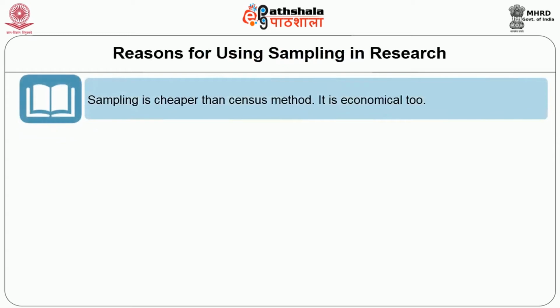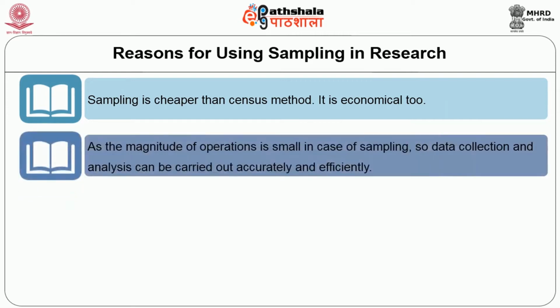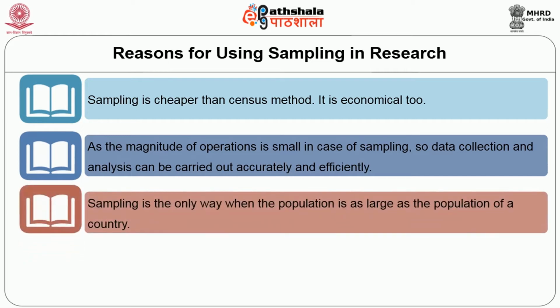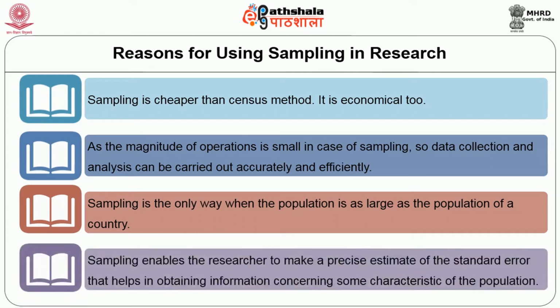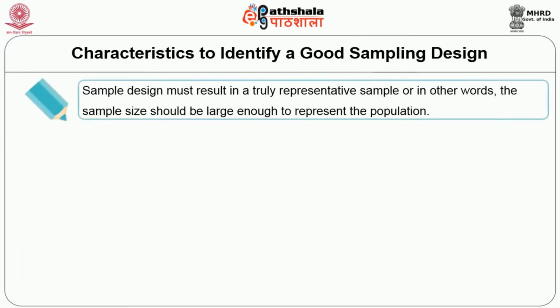What are the reasons for using sampling in research? Sampling is cheaper than the census method. It is economical too. As the magnitude of operation is small in the case of sampling, data collection and analysis can be carried out accurately and efficiently. Sampling is the only way when the population is as large as the population of a country. Sampling enables the researcher to make a precise estimate of the standard error that helps in obtaining information concerning some characteristic of the population.